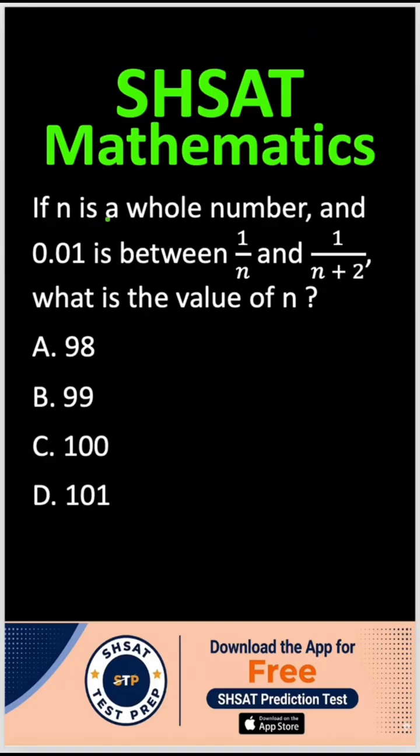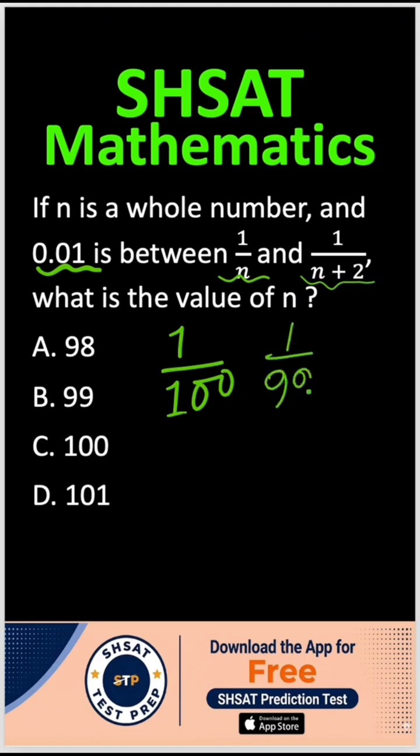Next, we have if n is a whole number and 0.01 is between 1 over n and 1 over n plus 2, what is the value of n? So now we can write 0.01 as 1 over 100. Now, 1 over 100 is between 1 over n and 1 over n plus 2. So before 1 over 100, we can have 1 over 99, and 99 plus 2 gives us 1 over 101. So 0.01 is between 1 over n. So the value of n here is 99. And with that, the correct answer is option D.